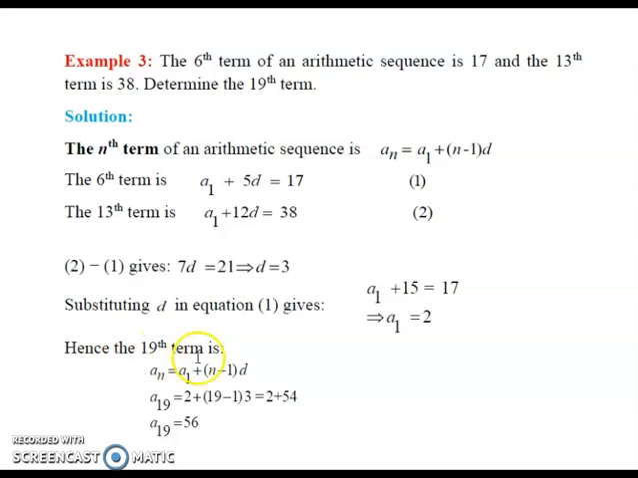Hence, the 19th term is an equals a1 plus n minus 1 multiplied by d. In this, substitute n equal to 19. a19 is equal to first term a1, 2, plus 19 minus 1, 18. 18 multiplied by 3, 54. 2 plus 54, 56. This is the 19th term of the given arithmetic sequence.